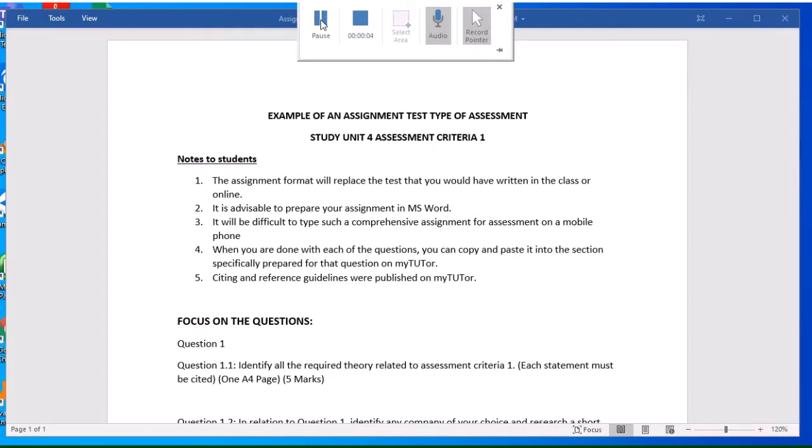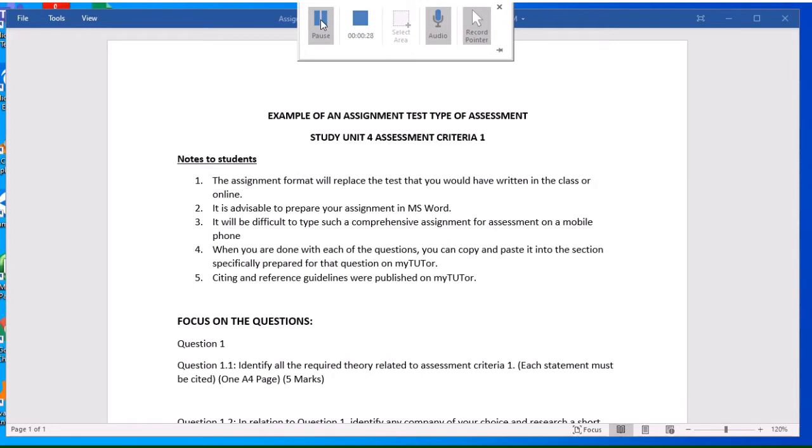Today I will be looking at the example of an assignment test type of assessment. This is important in this digital age of online assessing. Our written tests might be replaced by this assignment test type of assessment. I will be looking at study unit 4, assessment criteria 1 as an example.